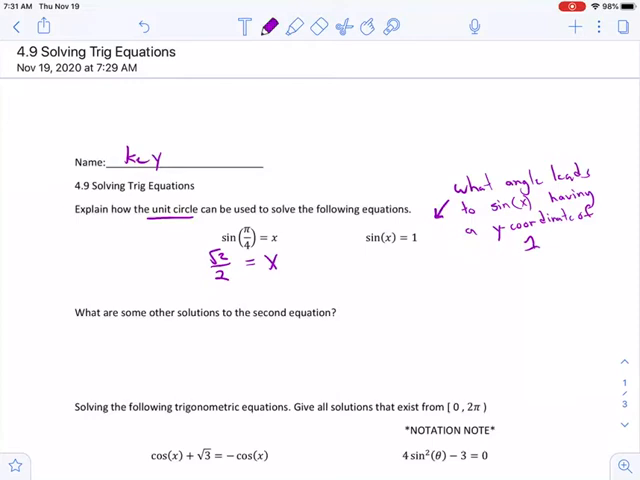And what we might notice is that we can get multiple solutions to this. One thing that's important is the first angle that I come to here that has a y-coordinate of 1 is pi over 2 or 90 degrees. Some other solutions to this second equation are going to be every 2 pi after that. So if I have 90 degrees and then I add 360 to it, that is also going to be the same solution to sine of x equals 1.